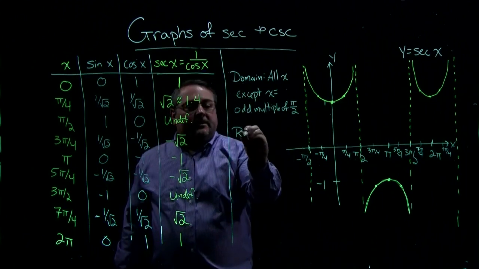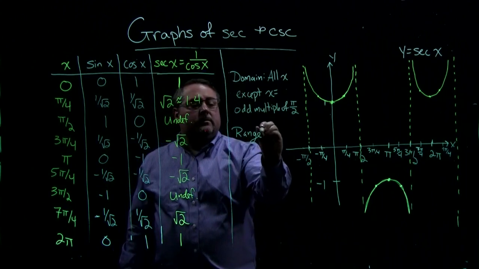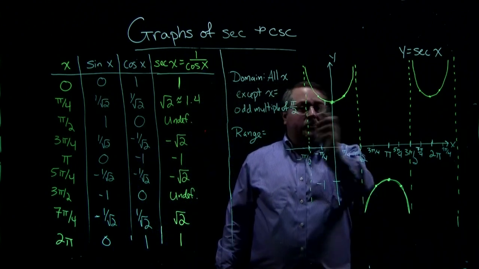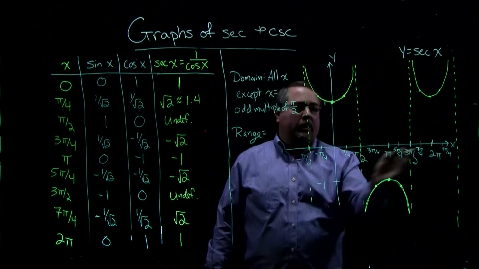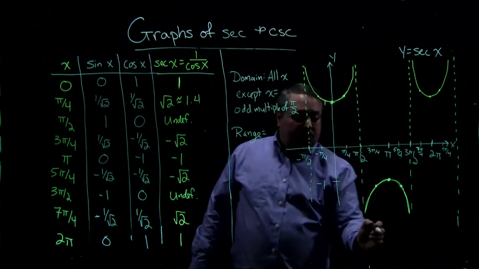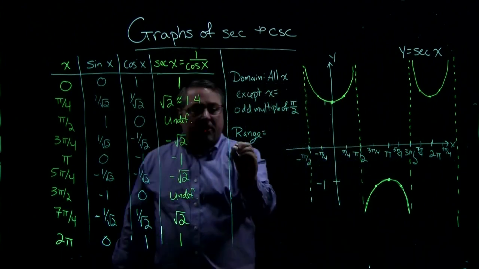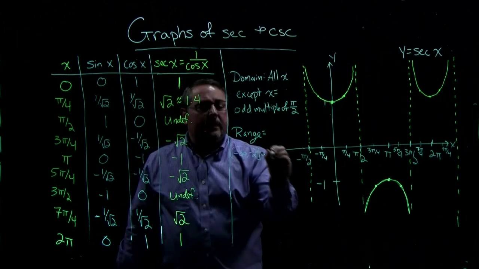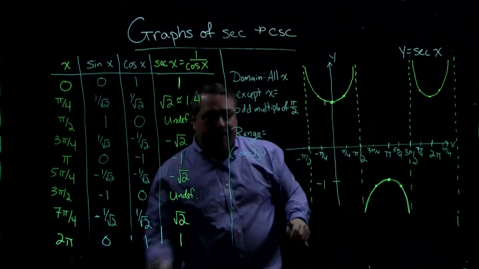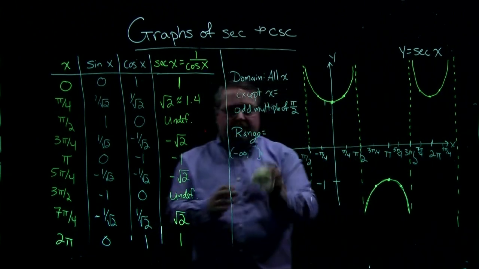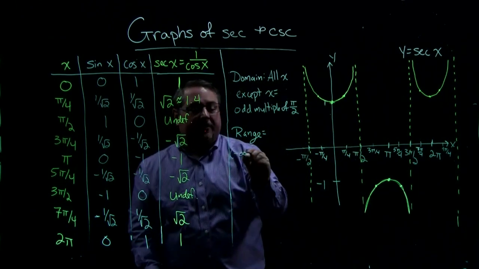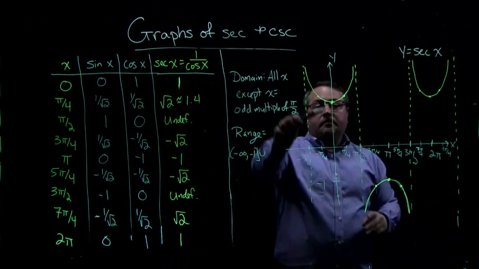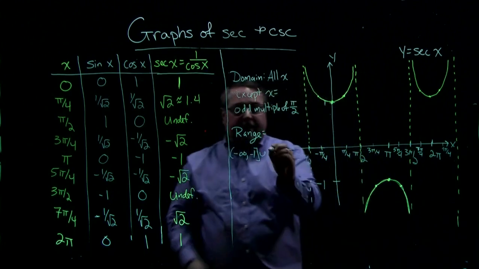Okay, if we look at the range, we have two pieces of our range. Note that there's nothing between -1 and +1 here. This is all empty space. So we have this negative piece that goes from -infinity to -1. And then we have this positive piece that goes from 1 to infinity.